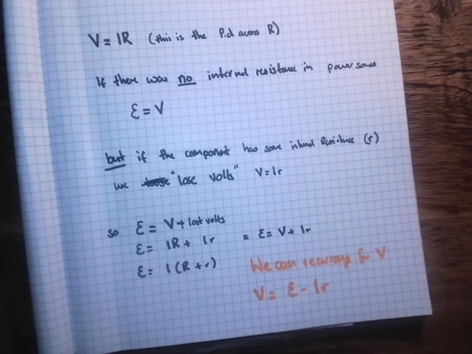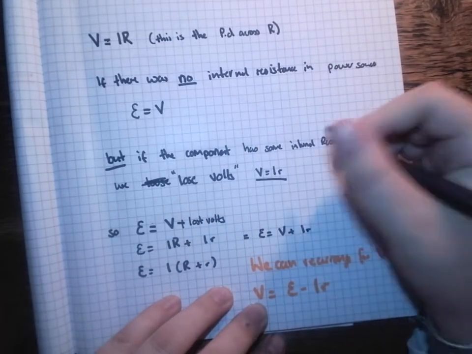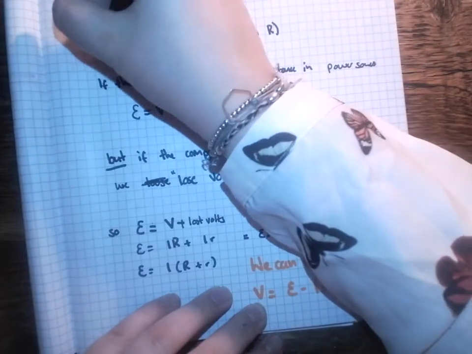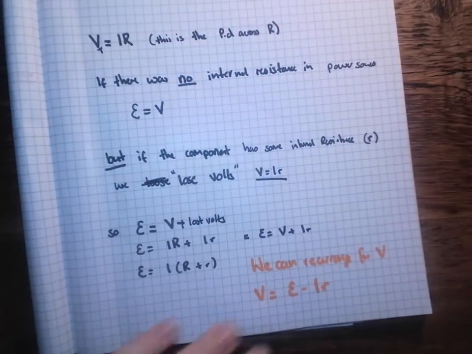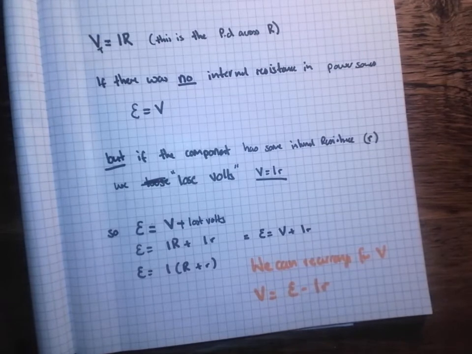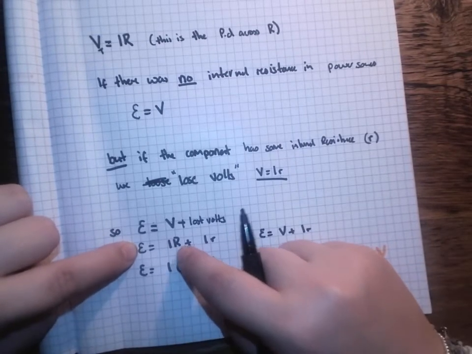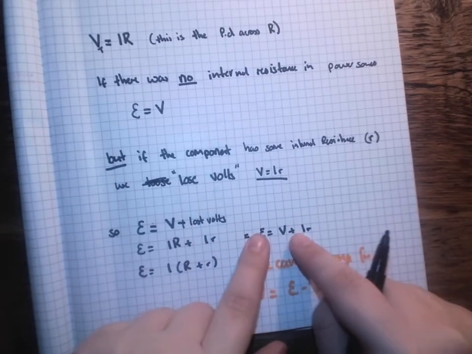So in this case, I'm going to use my equation for working out V. Using V is equal to IR, for my terminal PD, V is equal to I big R, the potential difference across my resistor. So in this case, my EMF is equal to IR plus I little r. Essentially, that's the same as saying E is equal to V plus Ir.